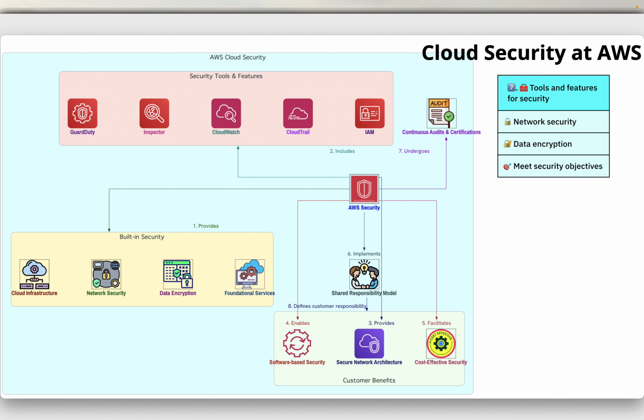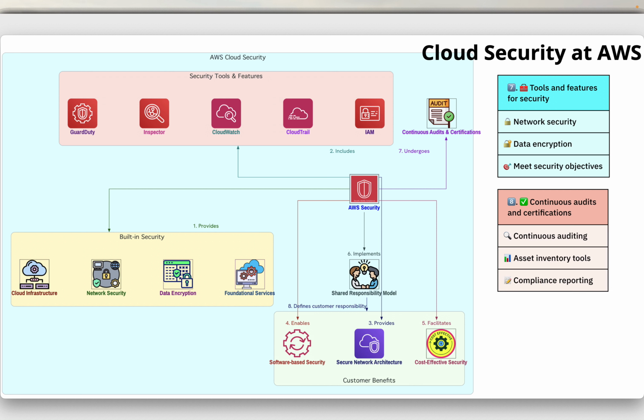Tools and features for security. So AWS offers extensive security tools and features, including network security and data encryption, to meet security objectives. I have listed a few of the very popular security tools and features which you can leverage. Continuous audits and certifications. AWS environments undergo continuous auditing to maintain security standards, with various tools available for asset inventory and compliance reporting.